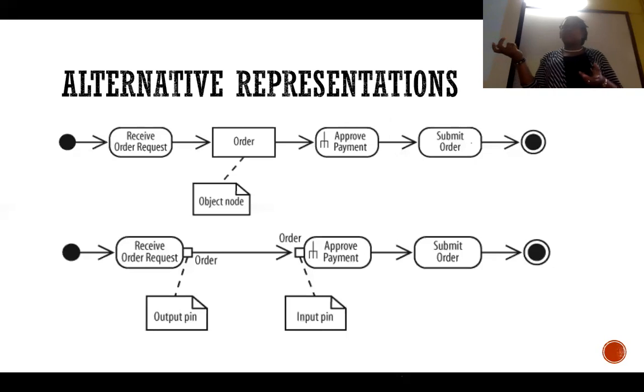Get that? So if you have a pin on the right hand side of an action, then it is an output pin. If it's on the left hand side, it's an input pin. And you'd have to use a label to indicate the name of the object.